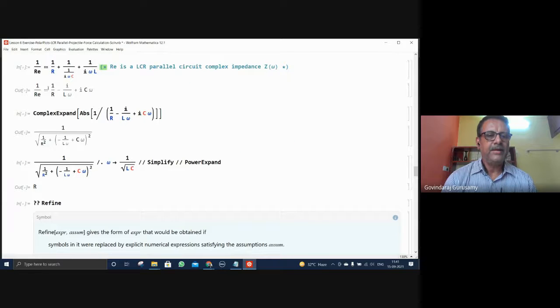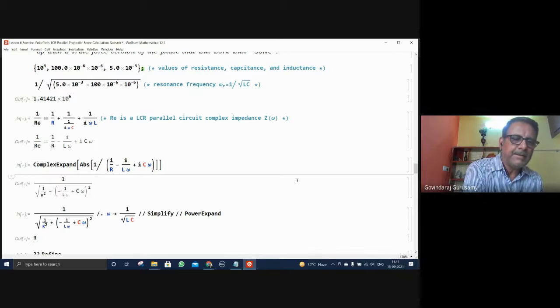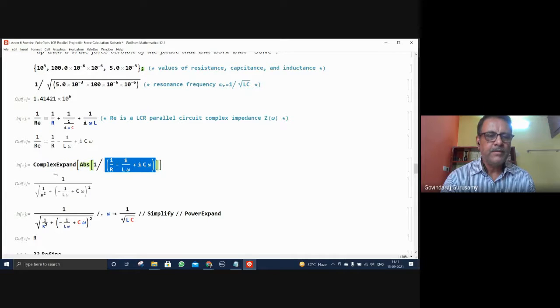Now I have to take the R effective, which is the inverse of this. Take an inverse on this side, take an inverse on this. You can see complex expand, find out the absolute value of this. ABS is nothing but your absolute value. Is it okay? Complex expand. See the inverse quantity here. The whole thing should be inverted back.